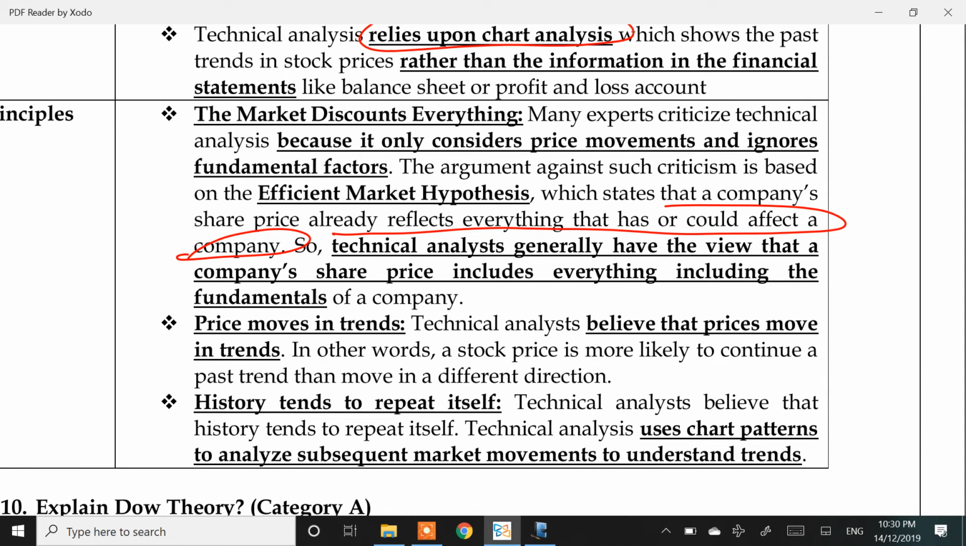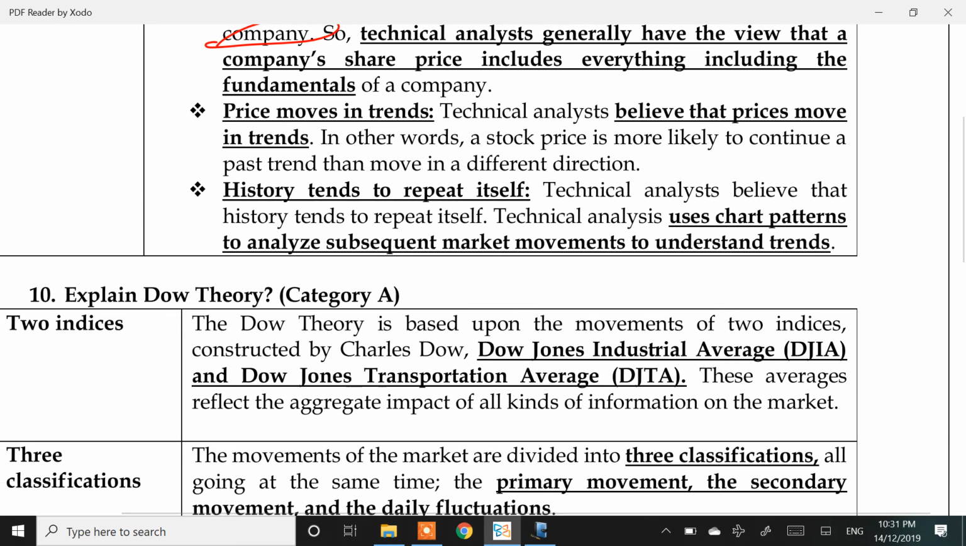Now, the first thing we are going to see is the Dow Jones theory. The Dow Jones theory was introduced by Mr. Charles Dow, and it normally has two indices: the Dow Jones Industrial Average and the Dow Jones Transportation Average. This was mostly used in the US market. So he had constructed these two indices. What these two indices were doing is, if the Dow Jones Industrial Average is moving up, then ideally the Dow Jones Transportation Average should also start moving up in future.